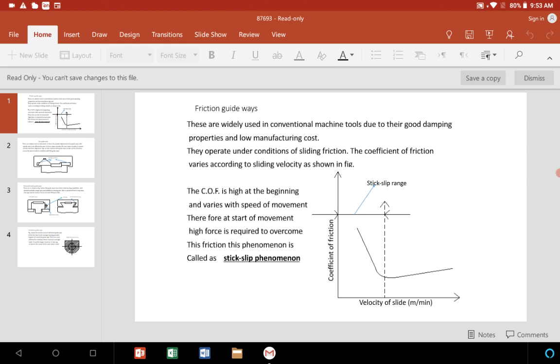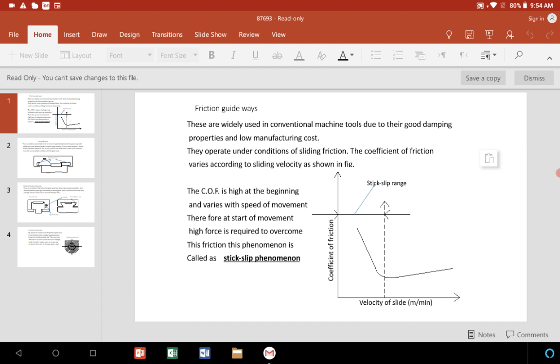So these friction guideways are widely used in conventional machine tools due to their good damping properties and low manufacturing cost, like lathe bed movement or sliding movement, etc. Depending upon their design, parallel or in a V shape, both the surfaces will be in contact with the moving part, so that while operating or in the movement there will be friction.